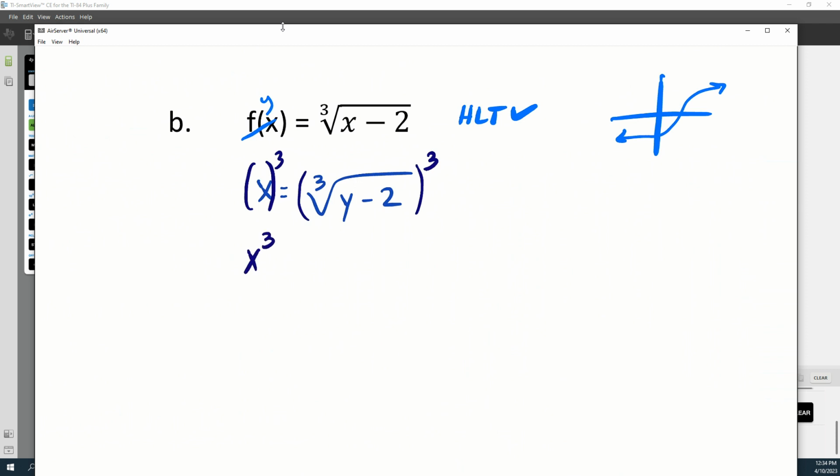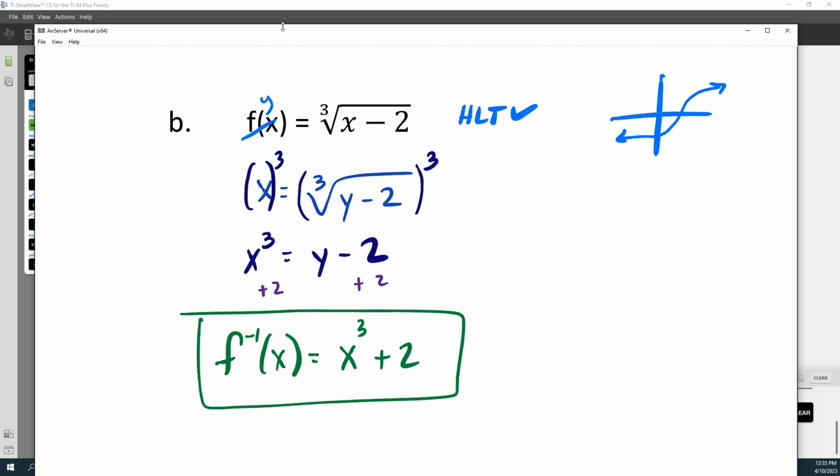So this is going to be x cubed equals that, cube gets rid of the cube root, and we're just left with y minus 2. Right, and then our last step is just move that 2 over. So f inverse of x is the cube root. Nope, just kidding. X cubed plus 2. That function would undo everything the original function did.